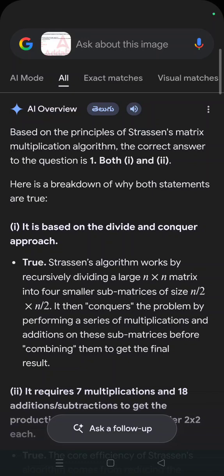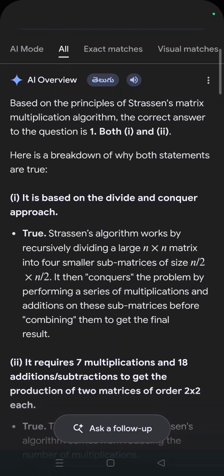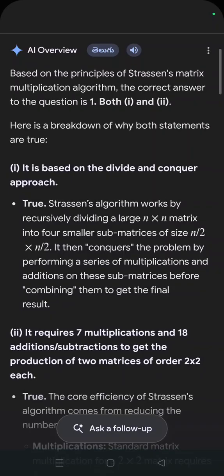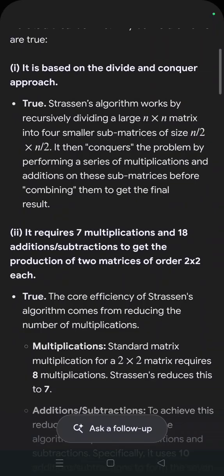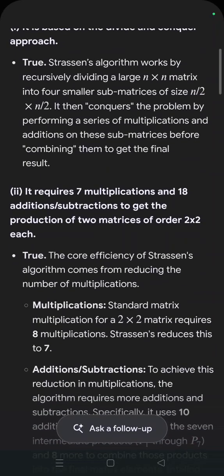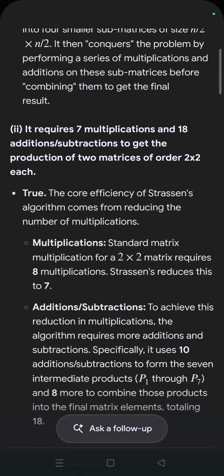Based on the divide and conquer approach, it's true. Strassen's algorithm works by recursively dividing a large n by n matrix into 4 smaller submatrices of size n by 2 into n by 2. It then conquers the problem by performing a series of multiplications and additions on these submatrices before combining them to get the final result. It requires 7 multiplications and 18 additions or subtractions to get the product of two matrices of order 2 by 2 each.